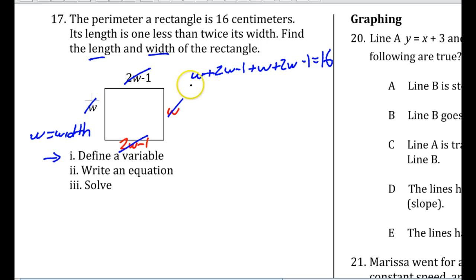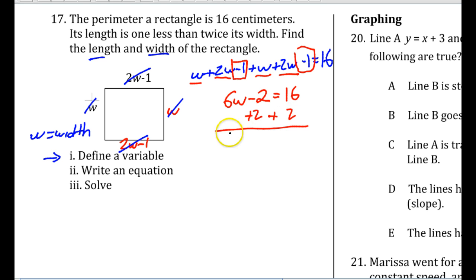Let's go ahead and solve. We have W plus 2W, that's 3W. There's 4W. And plus 2 more is 6W. Negative 1, negative 1, minus 2. And now we can solve. 6W equals 18. And so it looks like our width is 3.